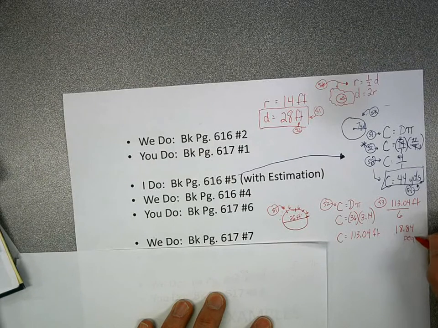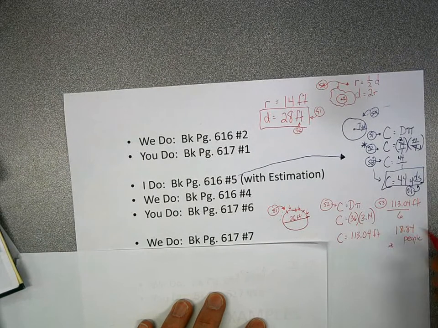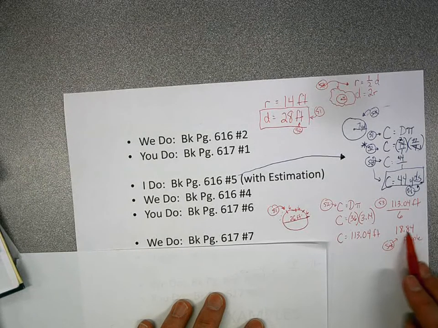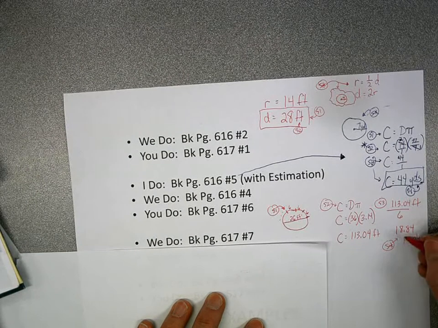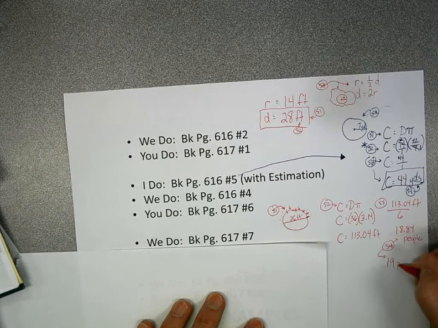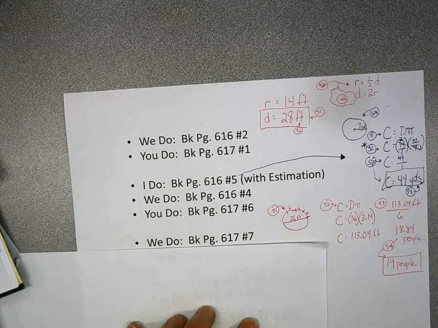Now here's the problem with this. I don't know about you guys, but I haven't seen 0.84 of a person, right? That means there's a little bit extra left over. So that means that it's a little more than 18 people. The answer, of course, is 19 people. And that would be how you'd solve one of those challenge problems.